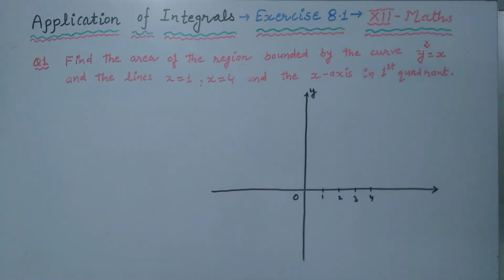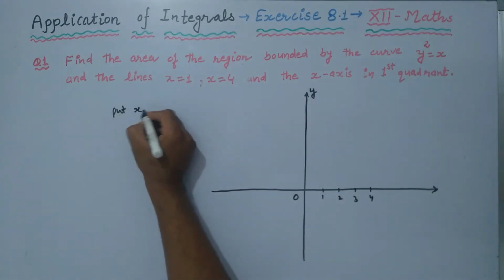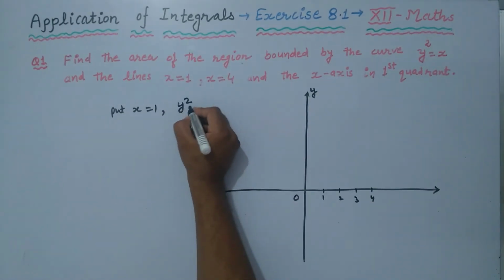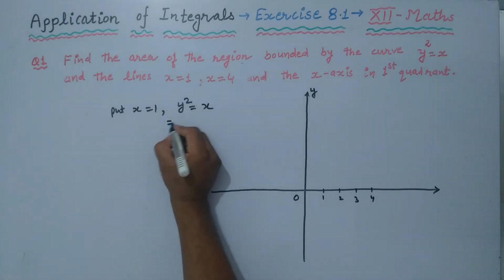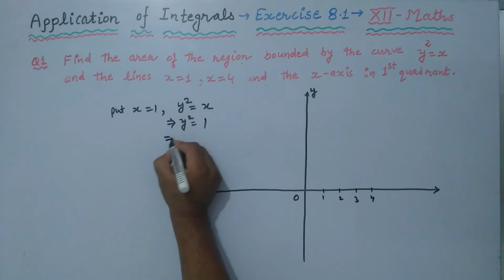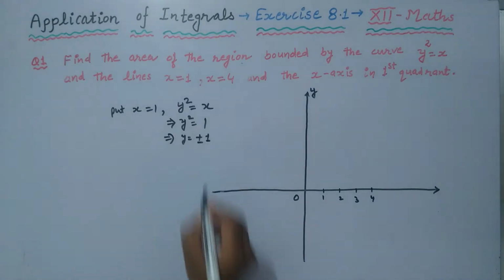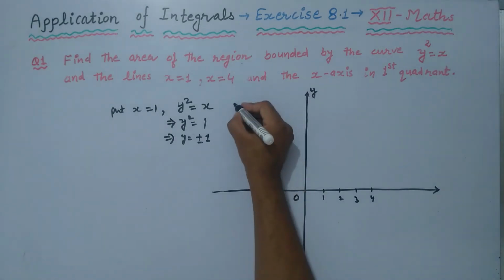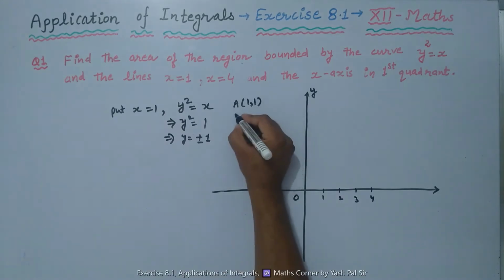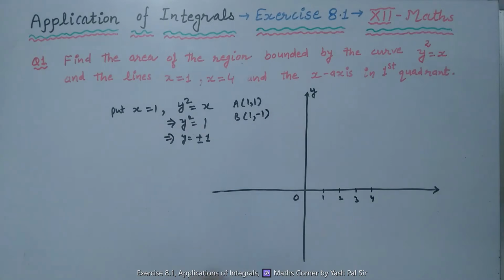Here what we do, we put x is equal to 1. y square is equal to x gives us y square is equal to 1. That means y is equal to plus minus 1. So a point is 1 comma 1, b point is x is 1, y is minus 1.